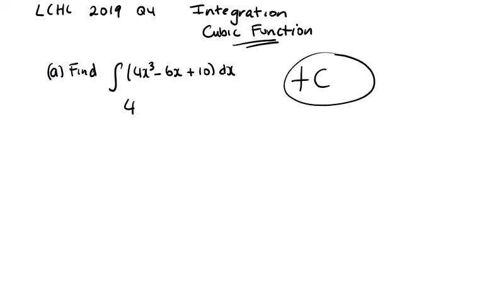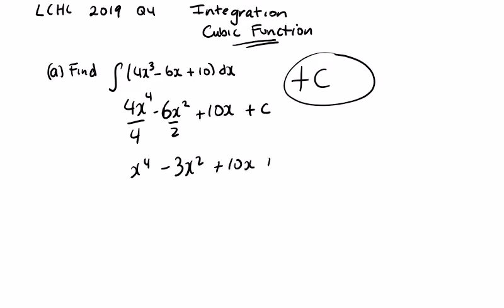We know integration, we raise the power by 1 and divide by the new power. Minus 6x squared over 2 plus 10x plus that extra 2 marks for the c, x to the power of 4 minus 3x squared plus 10x plus c.